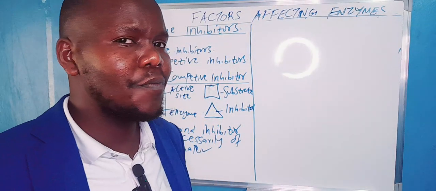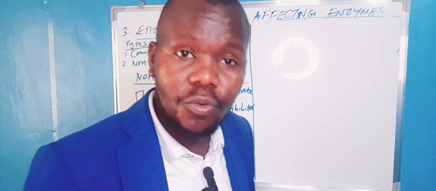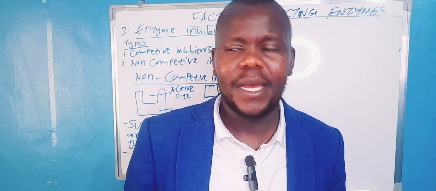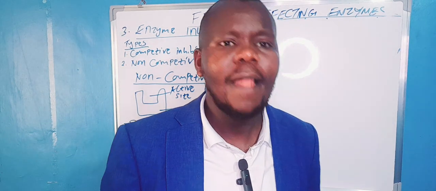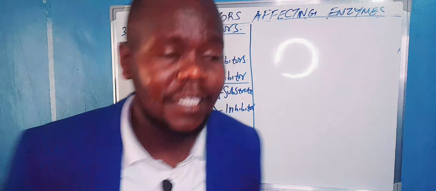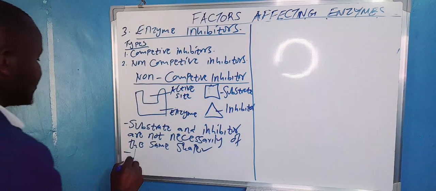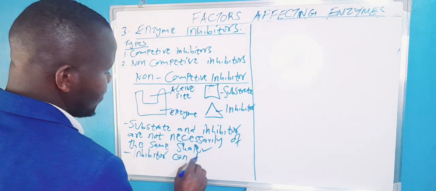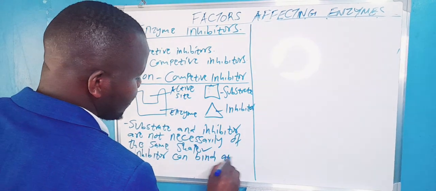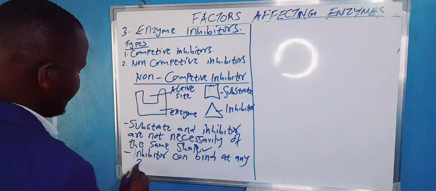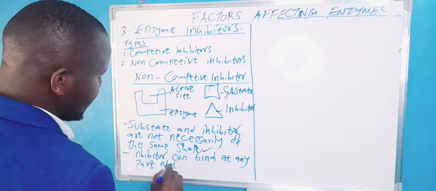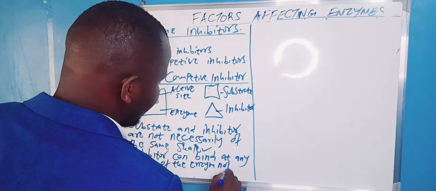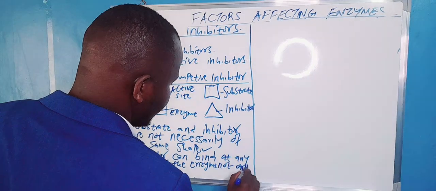This one is non-competitive. There is no competition at all. The main reason is the inhibitor can bind at any part of the enzyme. It does not necessarily have to bind on the active site of the enzyme. So we are saying inhibitor can do what? Inhibitor can bind at any part of the enzyme, not only what? Active site.